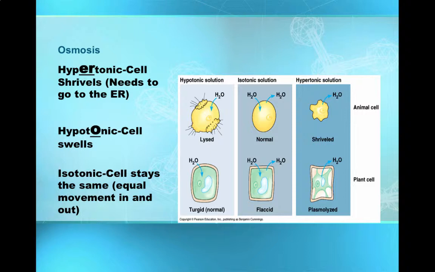Isotonic, iso meaning same, is where the cell stays the same. The equal movement in and out is maintaining homeostasis. It's maintaining a balance. For plant cells, they like to be in a hypotonic solution. They like to be turgid, where the cell membrane is pushing out on the cell wall.